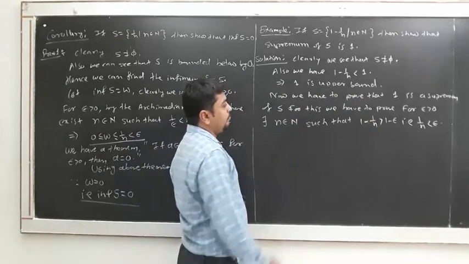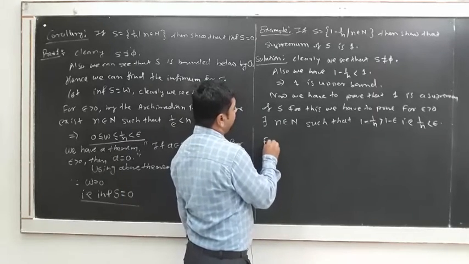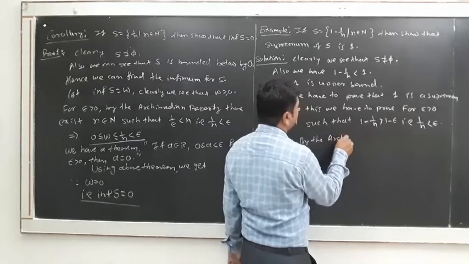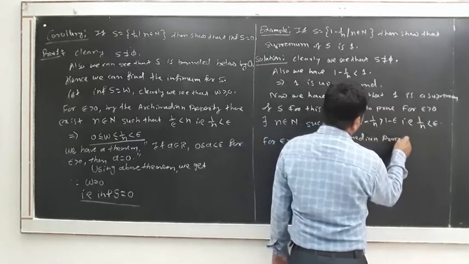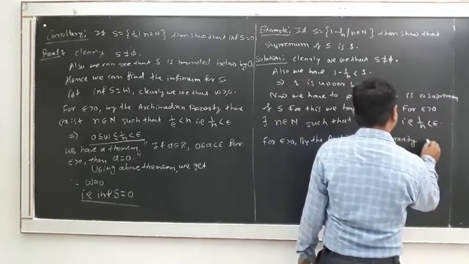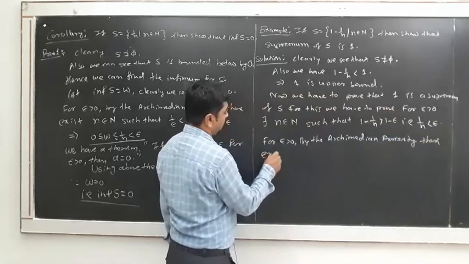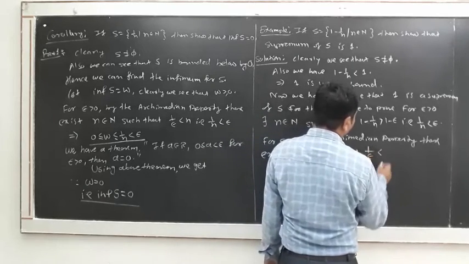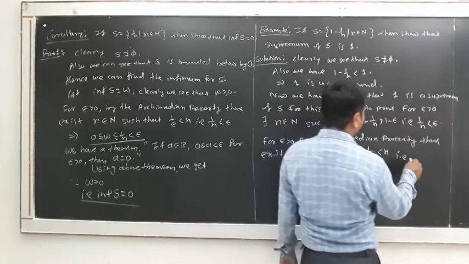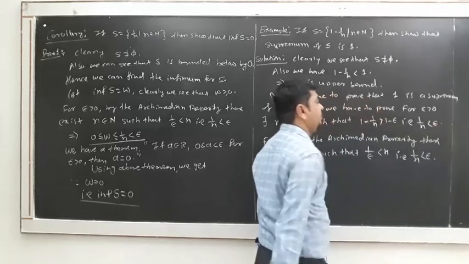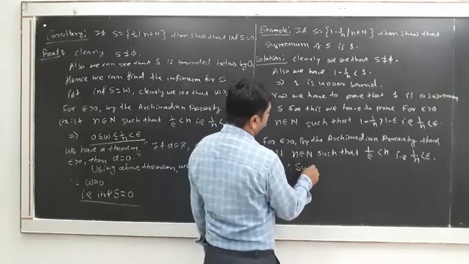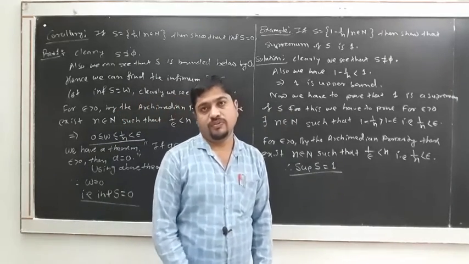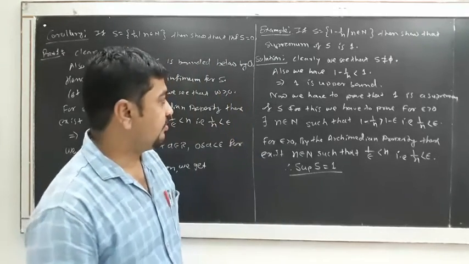And for this, what do we have to use? We have to use the Archimedean property. For every epsilon greater than 0, it is a real number. Therefore, by the Archimedean property, there exists a natural number n such that 1 upon epsilon is less than n, that is, 1 upon n is less than epsilon, and therefore we can say that the supremum of S is equal to 1. Okay, so in a similar way you can find the supremum and infimum of sets.